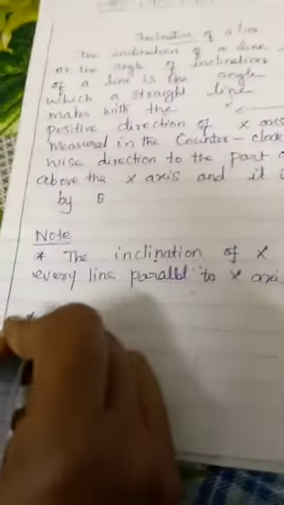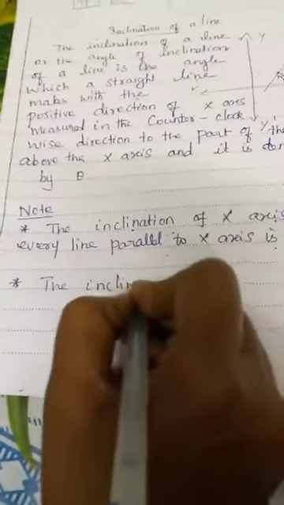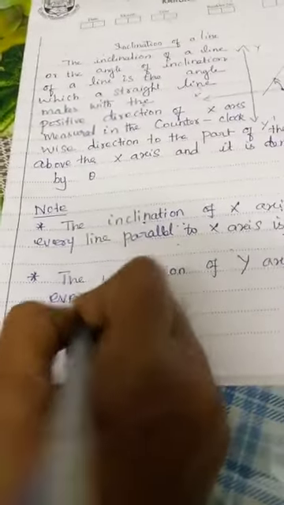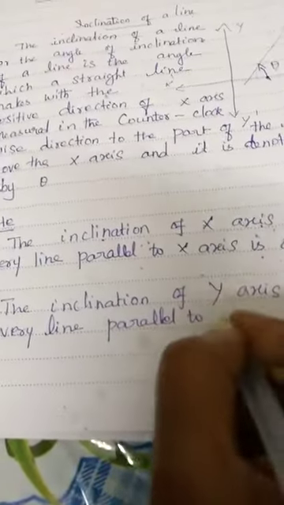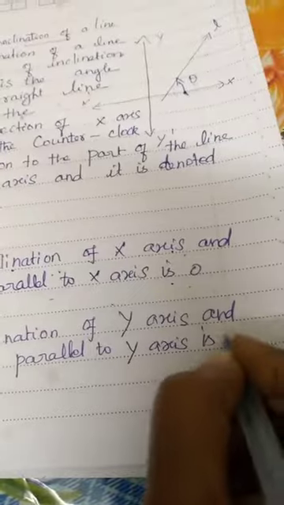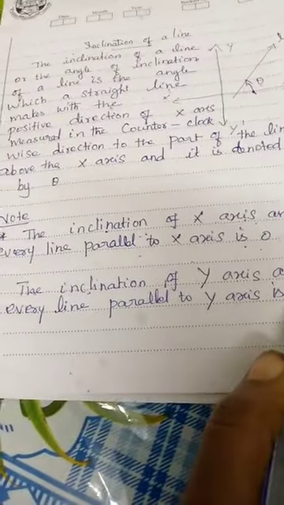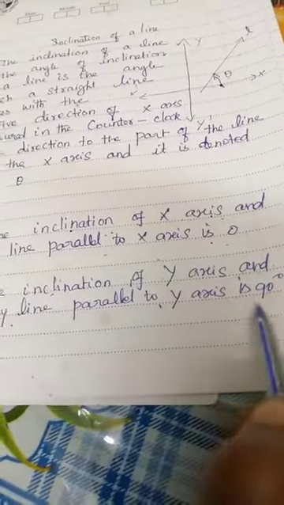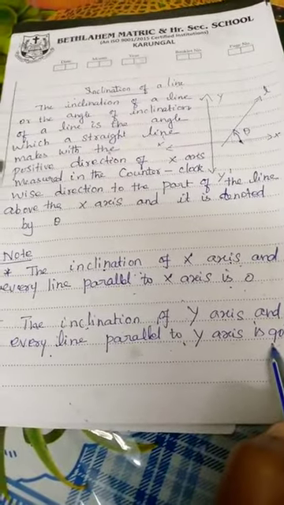Then the second note: the inclination of y-axis and every line parallel to y-axis is 90 degree. That means the inclination of y-axis is 90 degree, as well as the lines parallel to y-axis, also 90 degree. Understood, students?